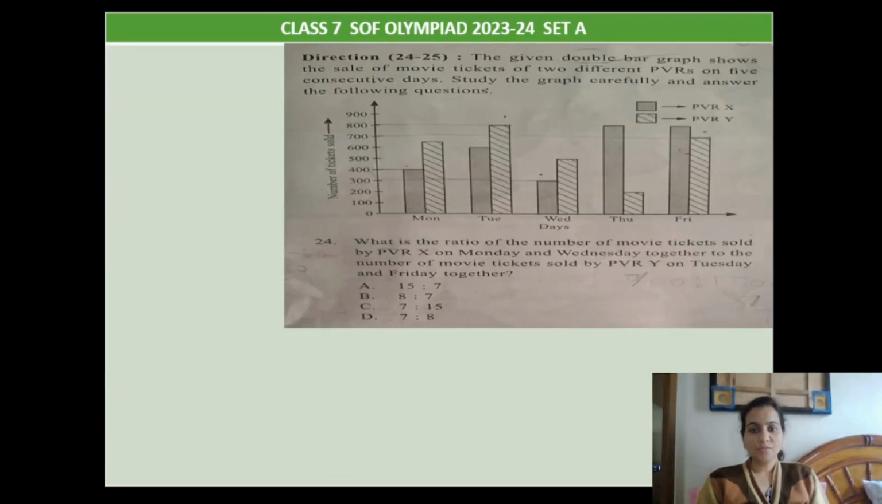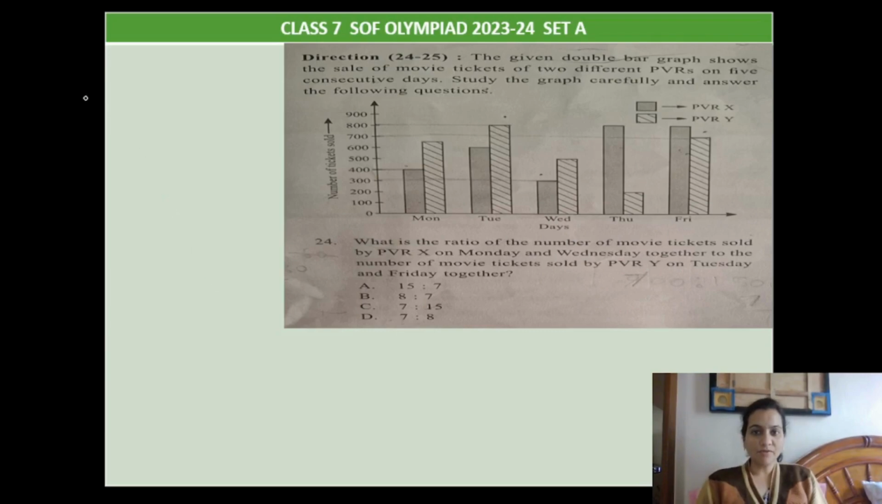Both question number 24 and 25 are based on this bar graph. Let's check out question number 24 first. The given double bar graph shows the sale of movie tickets of two different PVRs on 5 consecutive days. Study the graph carefully and answer the following questions. 24 is saying, what is the ratio of the number of movie tickets sold by PVR X on Monday and Wednesday together to the number of movie tickets sold by PVR Y on Tuesday and Friday together?